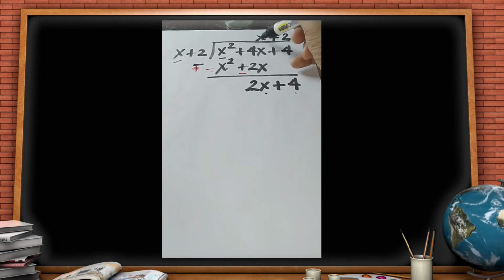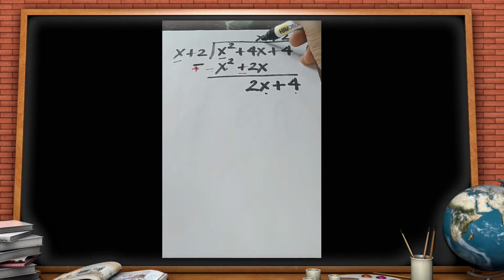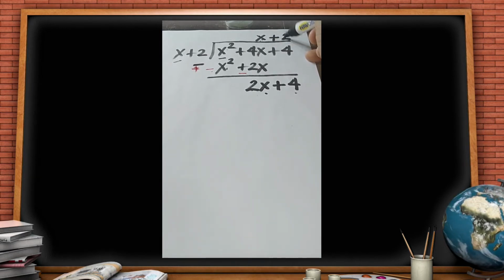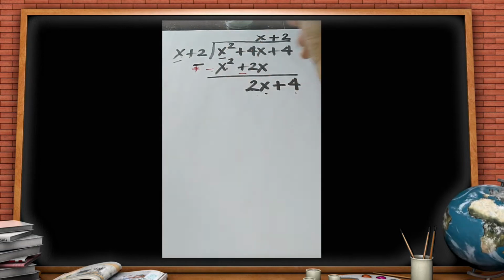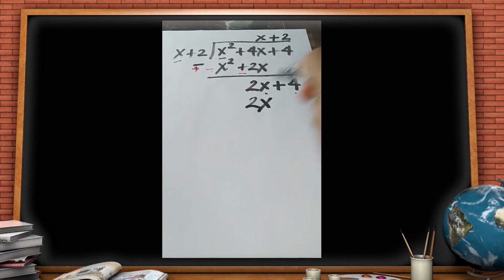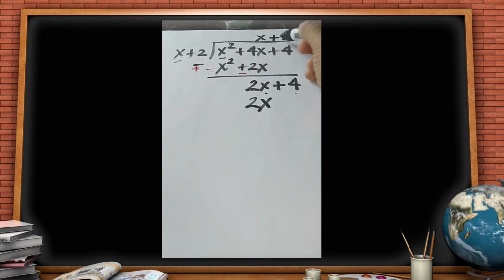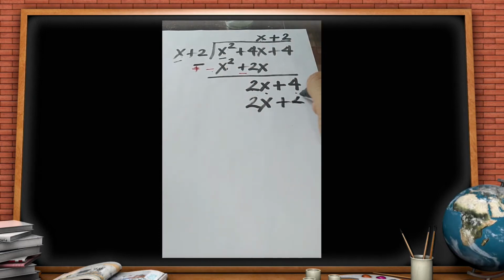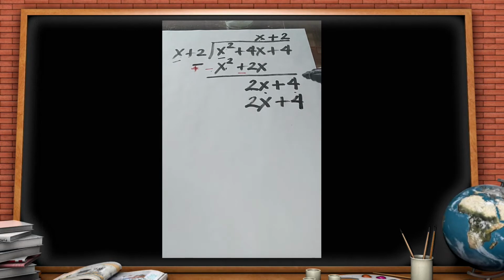Then katulad nung ginawa natin sa x kanina, nung naglagay tayo sa gawing itaas na ito, we are going to repeat the process. Imo-multiply natin yung 2 sa x plus 2. Okay, let's do it now. Positive 2 multiplied by x, our answer is positive 2x. Okay, madali lang, di ba? Then positive 2 multiplied by positive 2, our answer for that is positive 4. O, ganun lang pala kadali.